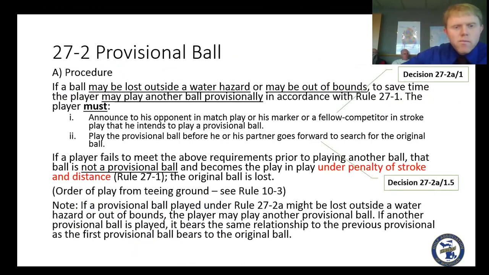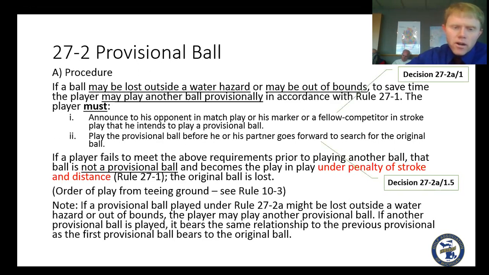As we just discussed, if a player does not meet any of those requirements, they are going to be playing under stroke and distance there, and then the original ball is lost and out of play. There's one small note about the order of play for provisionals. The recommended way for stroke play is to hit the provisional ball after everyone has teed. It doesn't necessarily make a difference because there's no penalty in stroke play for playing out of order, but that's the recommended way. In match play, you would wait for the other person to hit and then hit your provisional. It doesn't make any difference though if it's a second shot or a third shot.